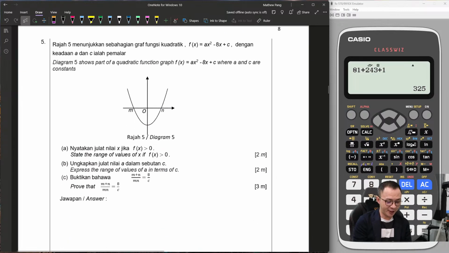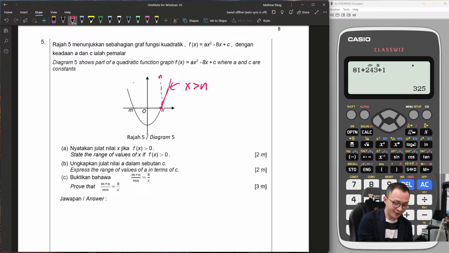Okay, so next one. I think this one maybe I can finish in 1 hour, this paper. State the range value of x when f(x) is bigger than 0. So when f(x) is bigger than 0, what we understand is you can see this is n value, right? You can see my graph here is bigger than n value, right? Maybe it's n plus 1, n plus 2, n plus 3. So I just focus at this line. This line we call x is bigger than n.